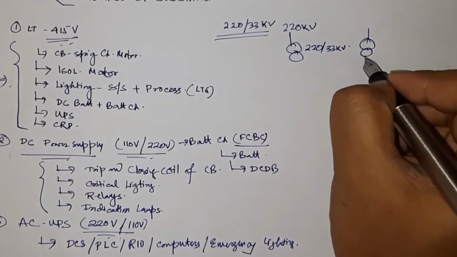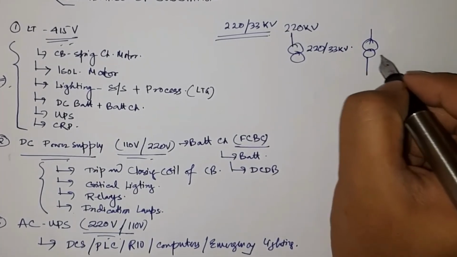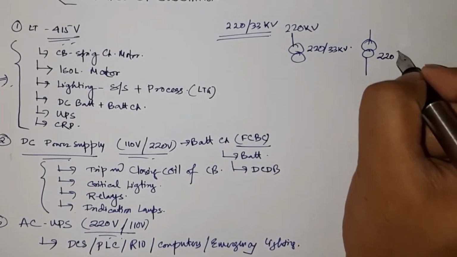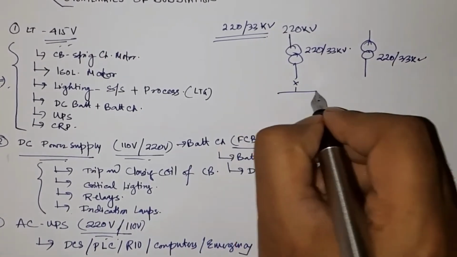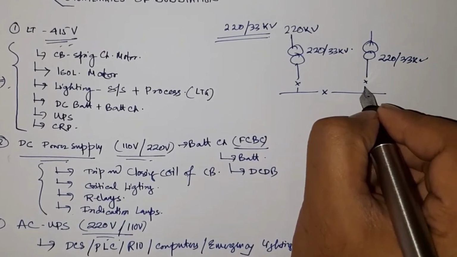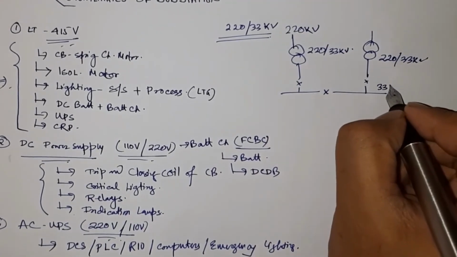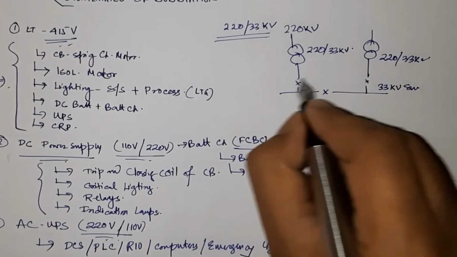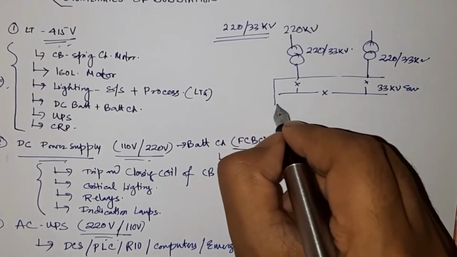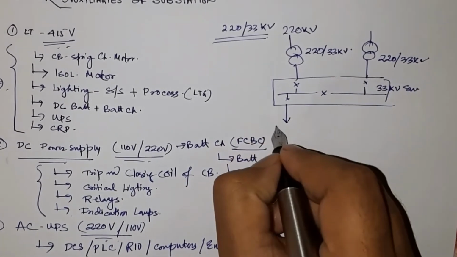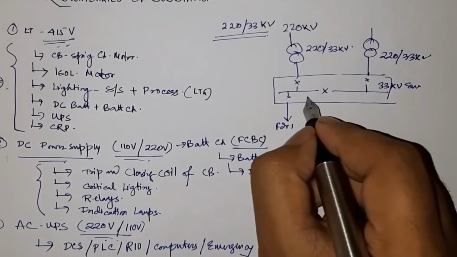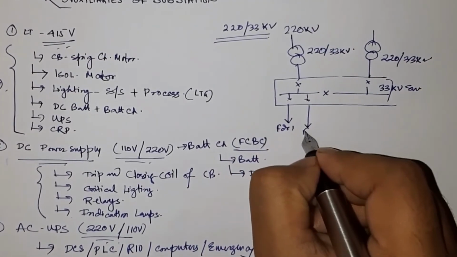Say I am doing it in a redundant system. So there is another 220 by 33 kV transformer. From here I am designing a 33 kV switchboard. Say this is the 33 kV switchboard. Now this switchboard is giving power to wherever it is supposed to give power. Say this is feeder 1 to system 1, this is feeder 2.